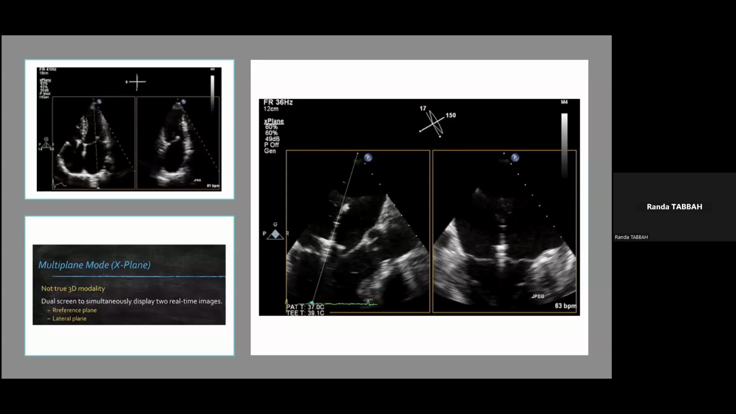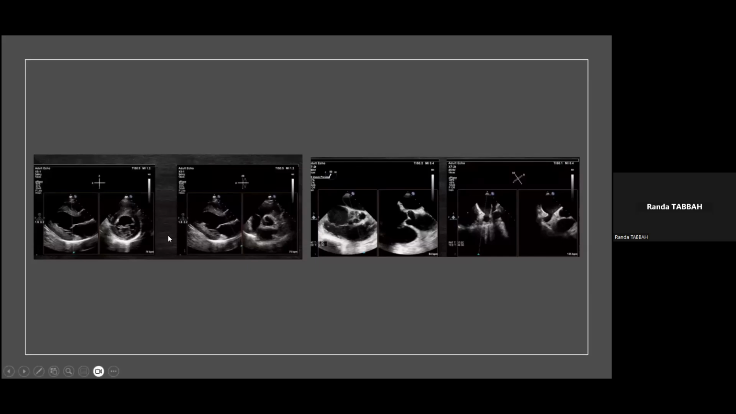And we have what is called the multiplane mode. What is the multiplane mode? Here we have, for example, a 4-chamber view. Using the multiplane mode, we can see both the 4-chamber and the 2-chamber. Here you have the mitral valve, for example, with the mitral clip. We can use the multiplane mode here and see both the 2-chamber and the 3-chamber on transesophageal echo. So, several views.